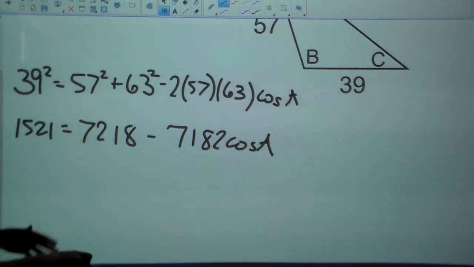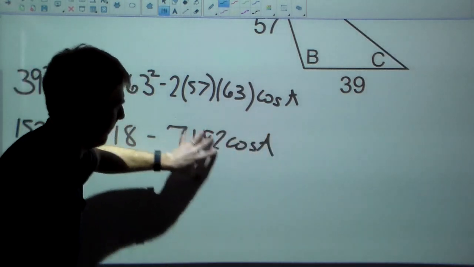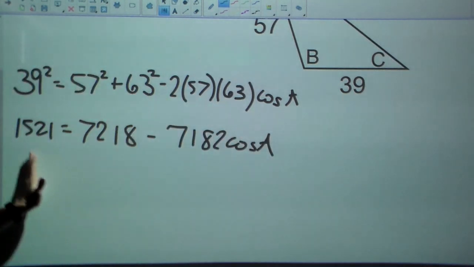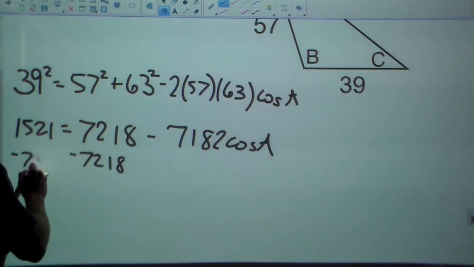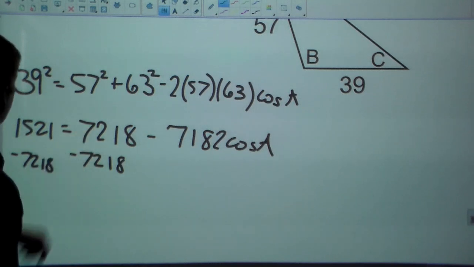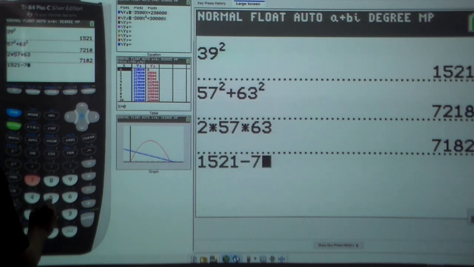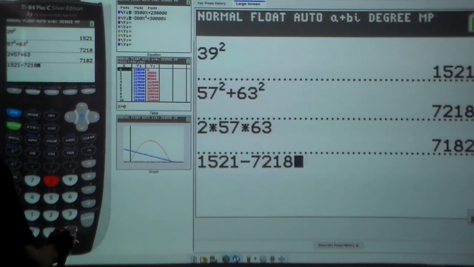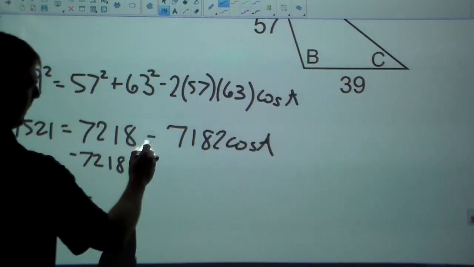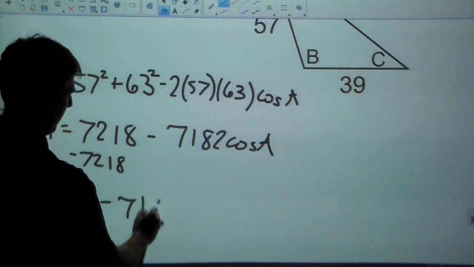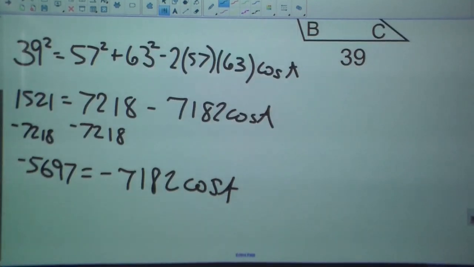All right, now, again, keeping your algebra straight. Number with a variable attached to it. Get your pure numbers together first. So, let's subtract 7218 from both sides. And let's see what that gives us. 1521 minus 7218. That's going to give us negative 5697. And I'm going to keep this part the same. Not doing anything at all right now. So I just brought that down.